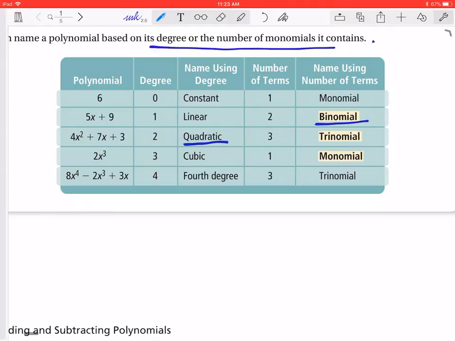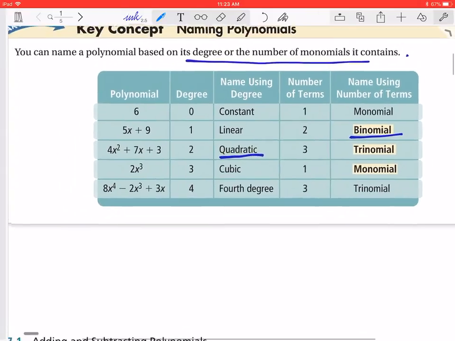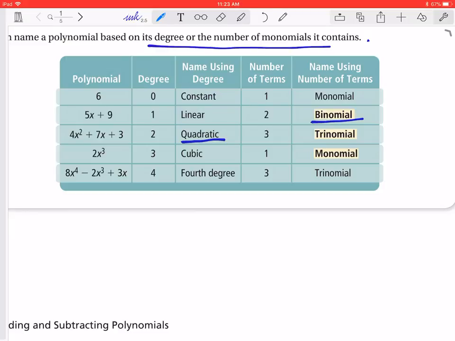The number of terms in this quadratic polynomial is 3. And we call this a trinomial because we have 3. Our number of terms is 3, so we're naming it using the number of terms. So this is called a trinomial.